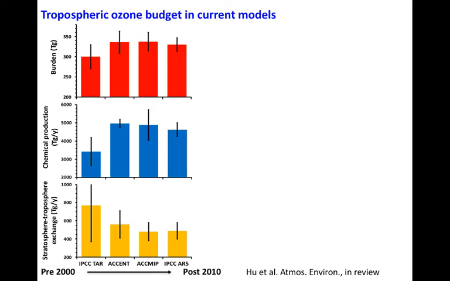So how does GEOS-Chem stand here? GEOS-Chem right now has the high end of the tropospheric burden compared to other models, and also has one of the highest production rates compared to other models. But we have the lowest tropospheric exchange compared to other models right now.